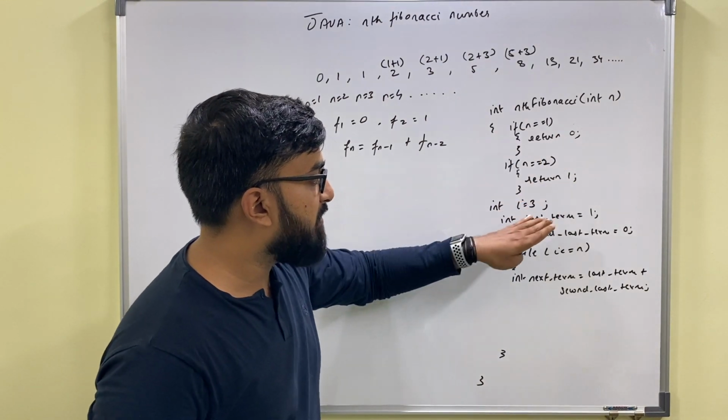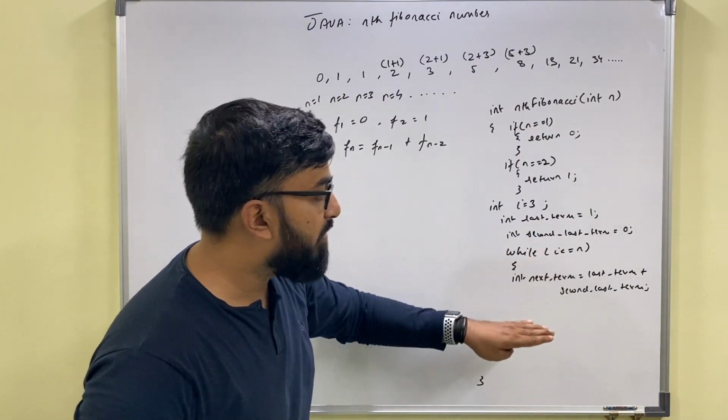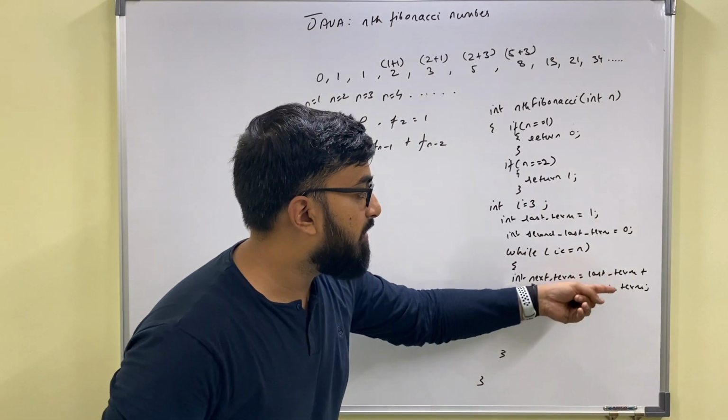That is when n is greater than 2. These two conditions are skipped. We come here, we go inside the while loop, and to find the next term, we sum the previous two terms.